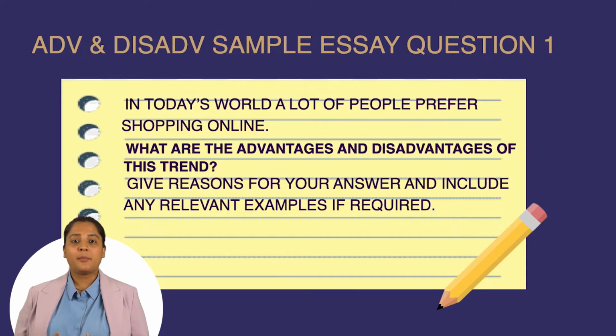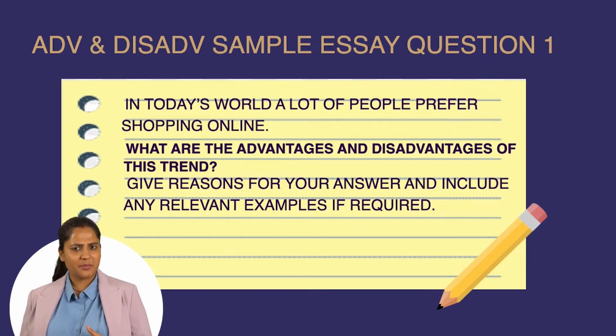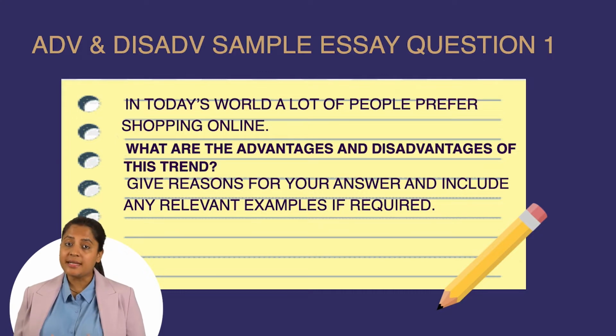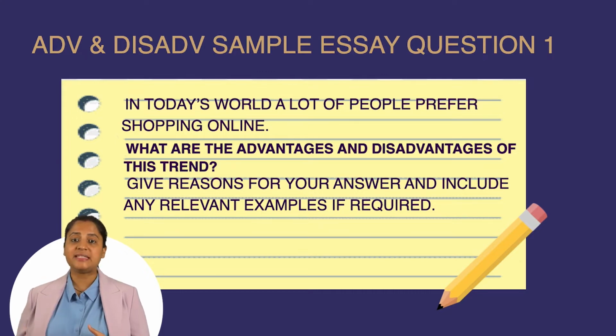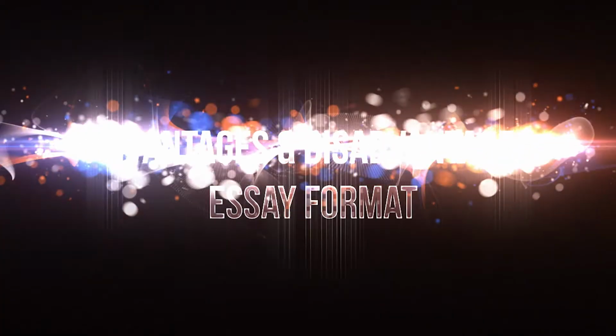Let's take an example to understand the rubrics first. The topic in the question reads, "In today's world, a lot of people prefer shopping online." A quite generic statement about the prevalent trends. And our task is to discuss the advantages and disadvantages of shopping online. As simple as that.